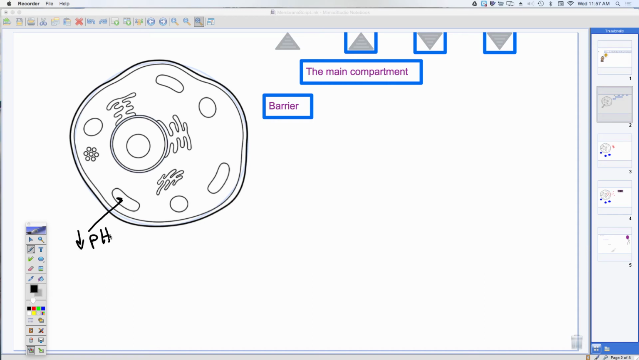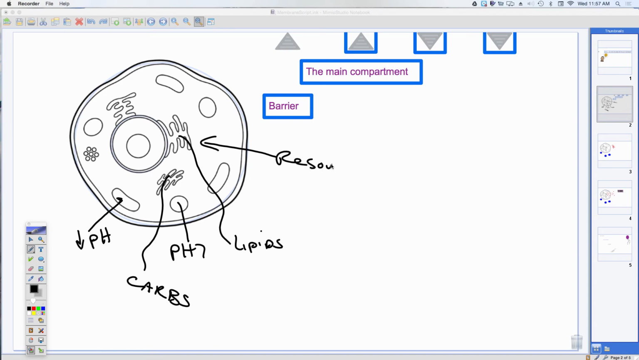and another organelle might have a neutral pH, or we might store things in one organelle. Maybe we're going to store lipids in one organelle and store carbohydrates in another organelle. Well, the membrane is just one giant compartment that is storing all of the organelles as well as all of the resources that are in the cytoplasm. It separates the outside of the cell from the inside of the cell.